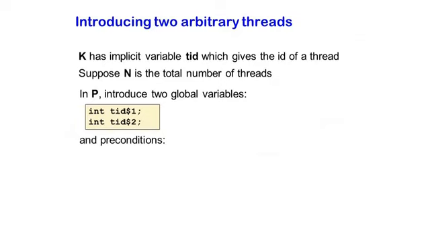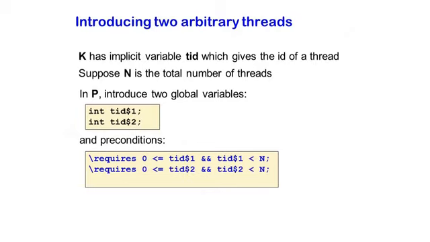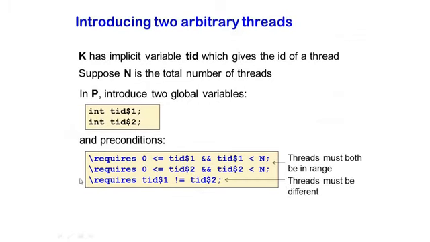So we introduce these two variables to record thread IDs, and preconditions on the kernel. First of all, a precondition saying that tid$1 is in the appropriate range of threads, so it's non-negative and it's less than n. And the same for tid$2. And also a precondition saying that tid$1 and tid$2 are different from one another, so that they model distinct threads. Otherwise, the threads are arbitrary, so we're not imposing any ordering on tid$1 and tid$2. We're not saying tid$1 is less than tid$2. The threads are arbitrary, distinct threads within the thread range.